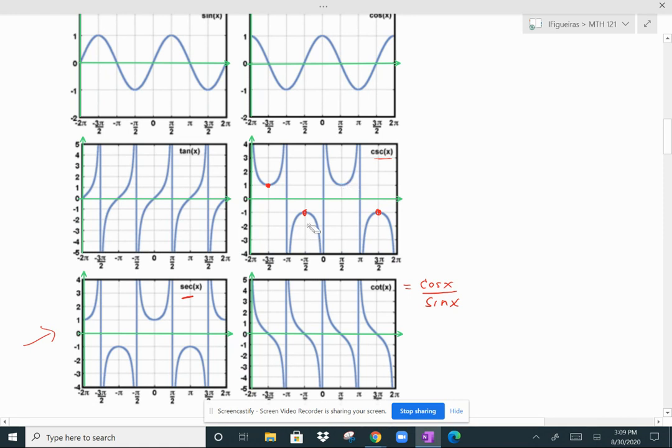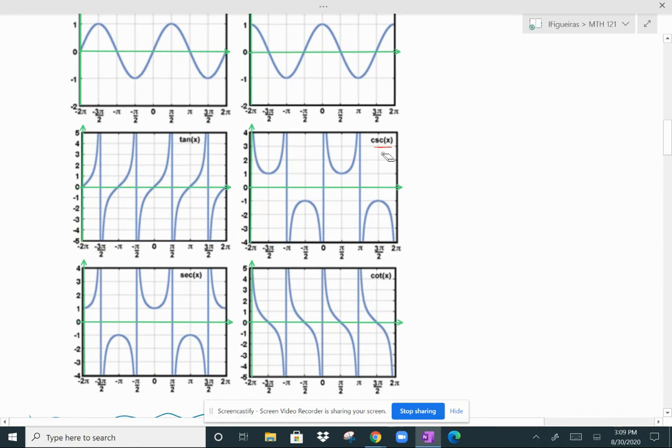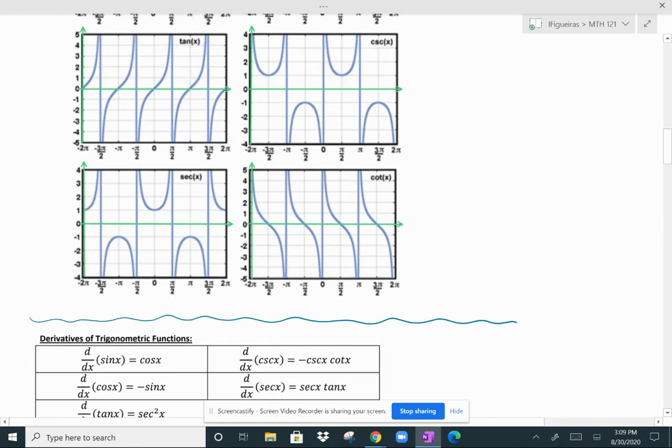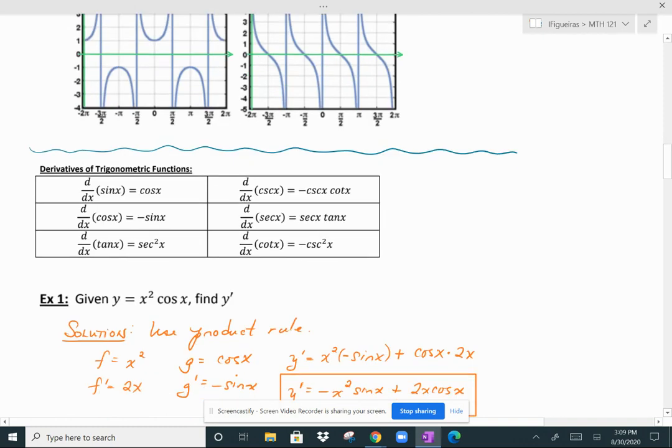So knowing these graphs is helpful. We've used them in the past when evaluating limits. So you should just get more familiar with them if it's not something you remember from trigonometry. Okay, so now let's move on to derivatives.